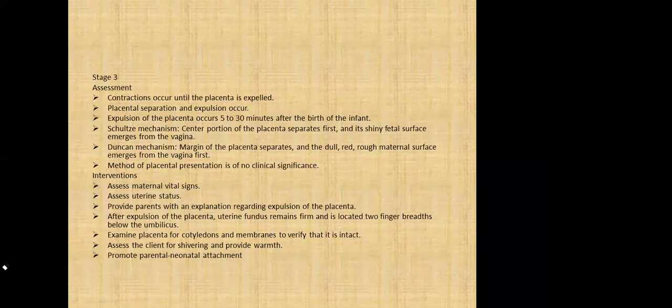So these are what you do for the woman who is in labor or when you have delivered the placenta. You have to examine the placenta for cotyledons and membranes to verify that it is intact. So that is what I was talking about. You have to assess to make sure that all the membranes are intact, the vessels are intact. I said that it has 3 vessels, 2 arteries and a vein, right? So assess to make sure that they are all intact.